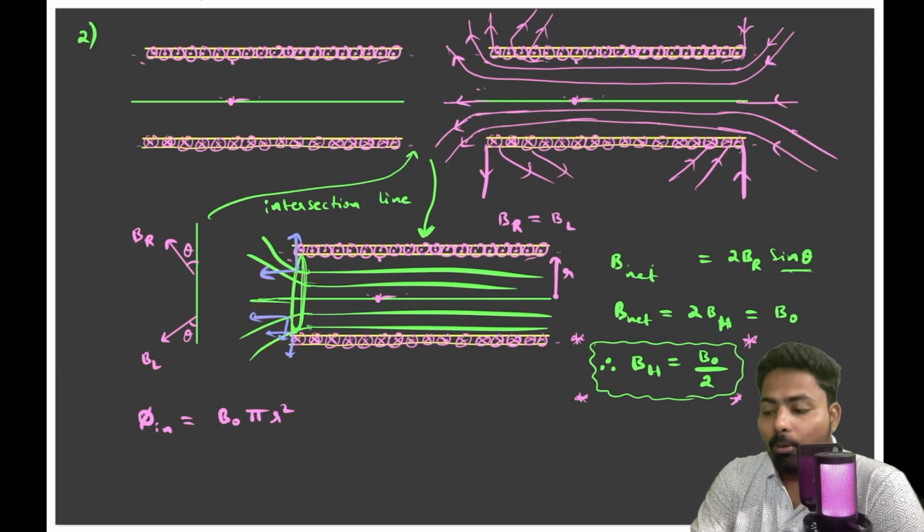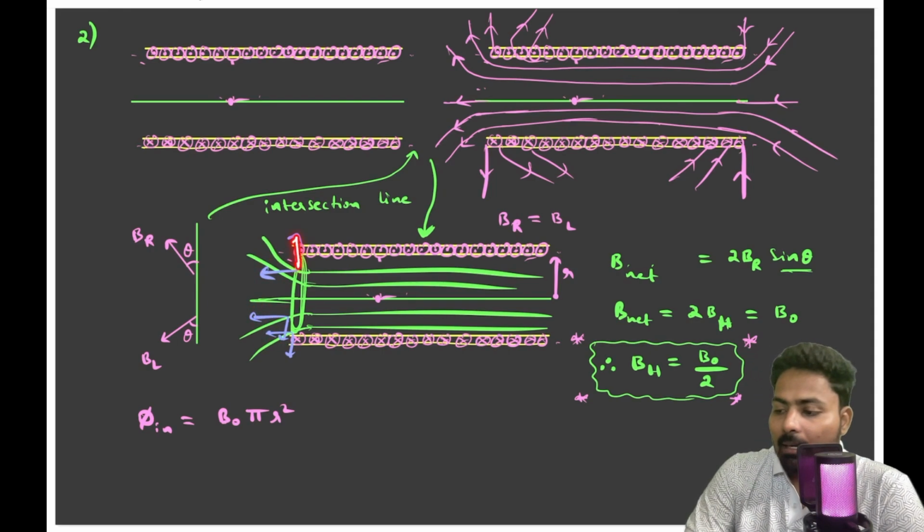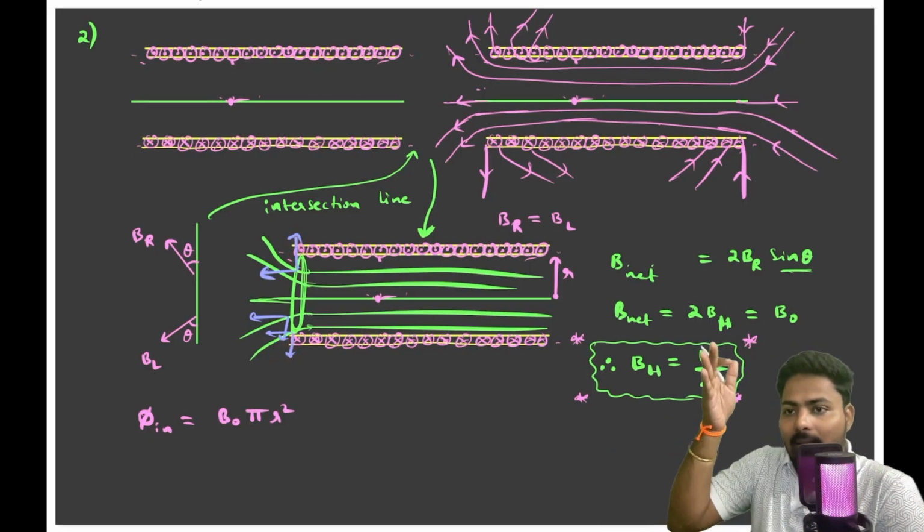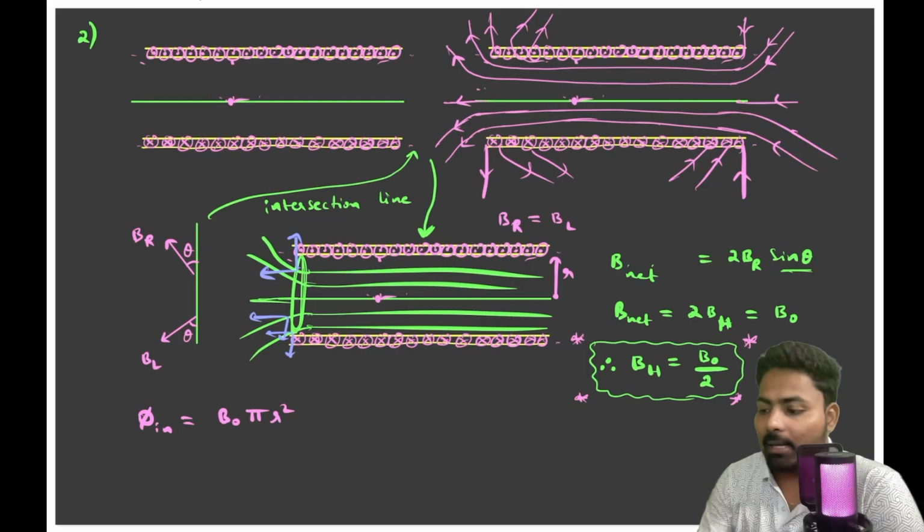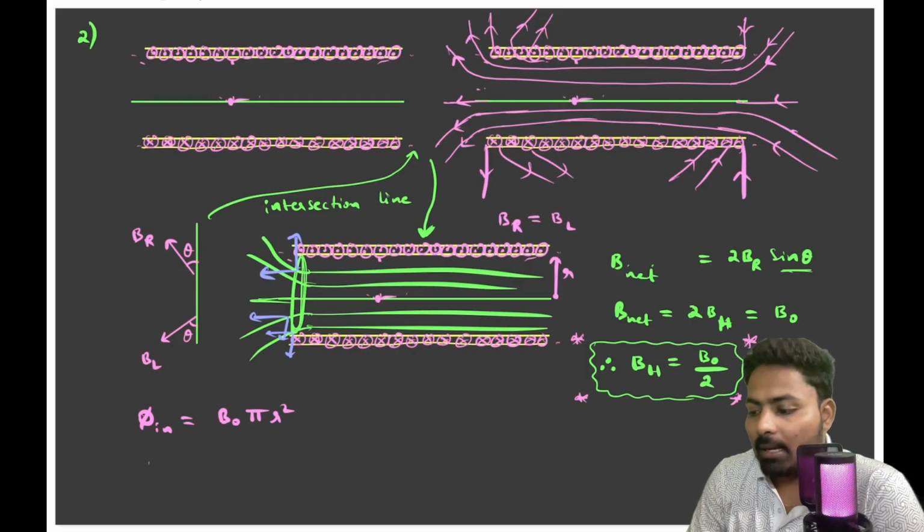No need of bothering about the perpendicular field lines that are there, because they will be along the surface through which we need to calculate the flux. So the flux at the end can be simply given as B horizontal multiplied by area, right? Area is pi r square, and B horizontal we already have as B naught by 2, into pi r square.